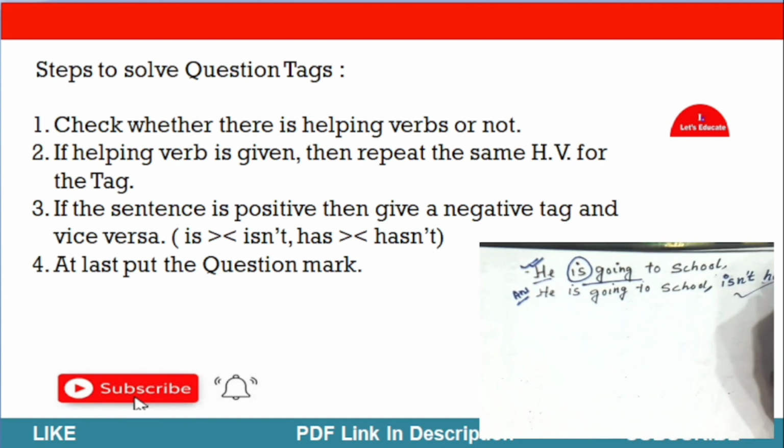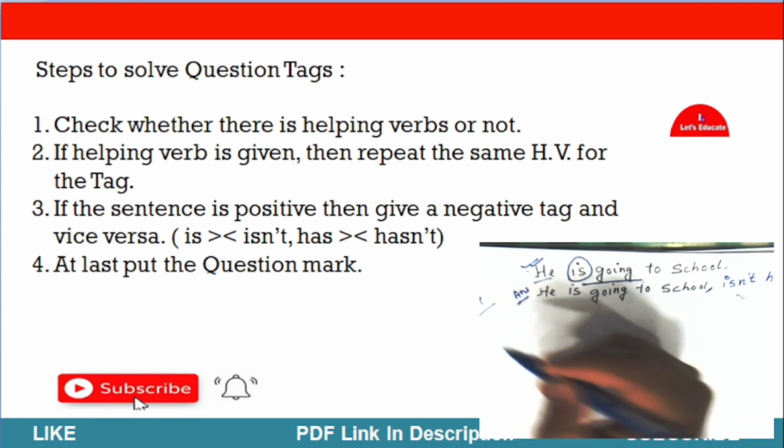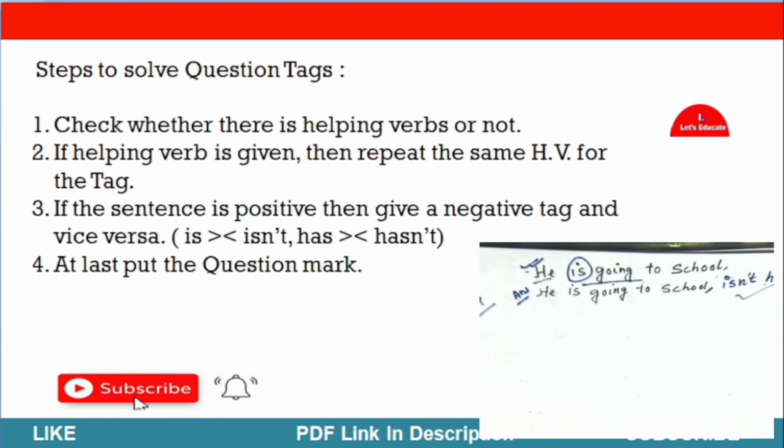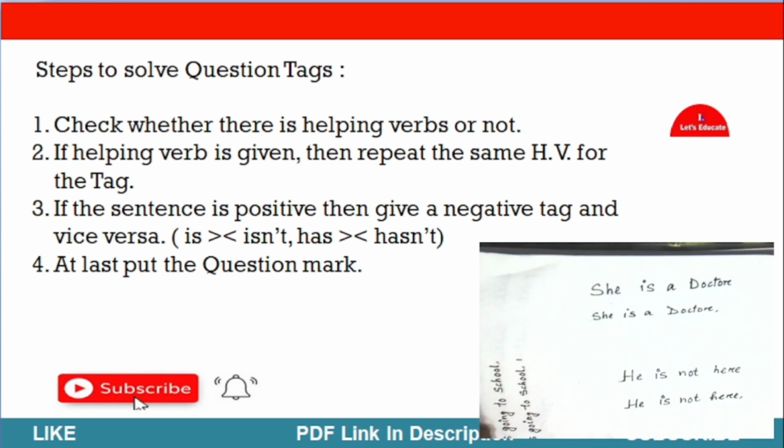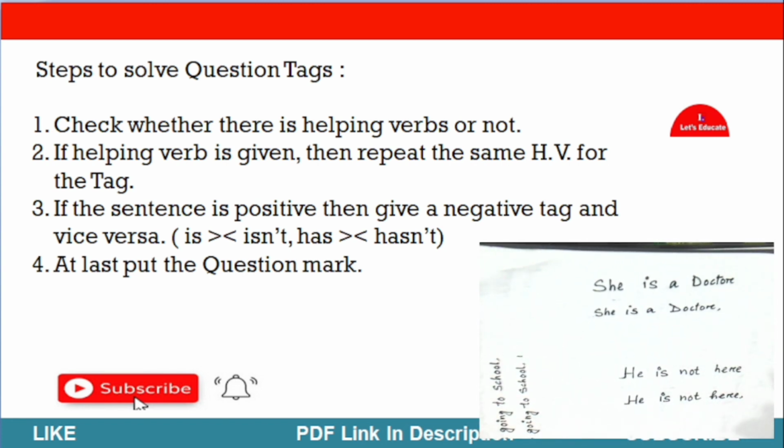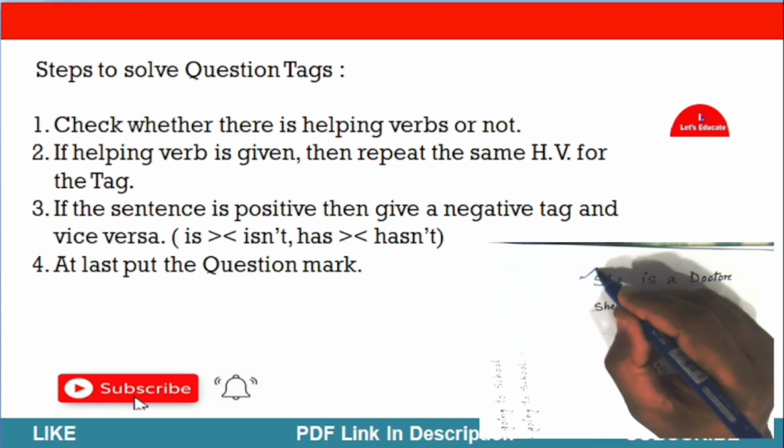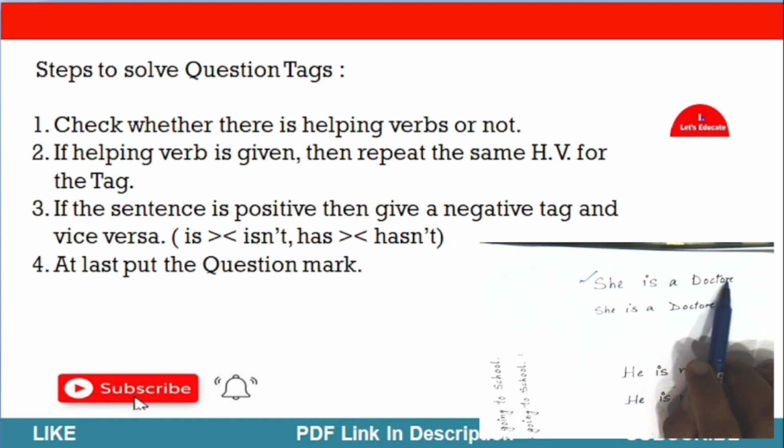Okay, let me show you another example. There is another example where the question is, she is a doctor. This type of question will be coming in your exam. She is a doctor.